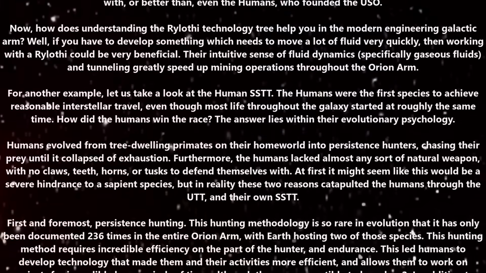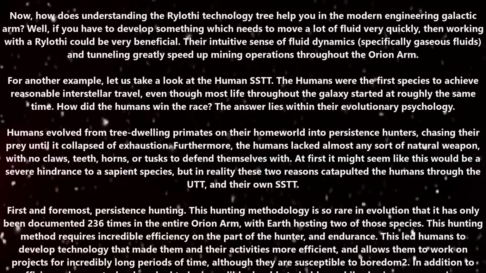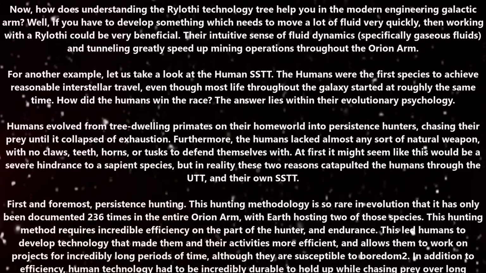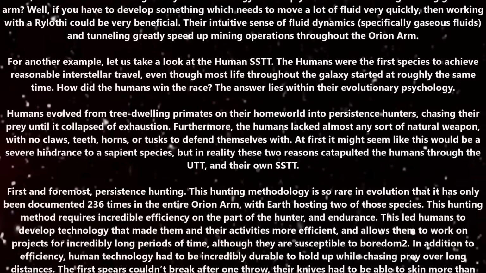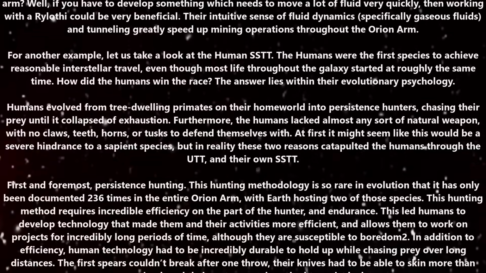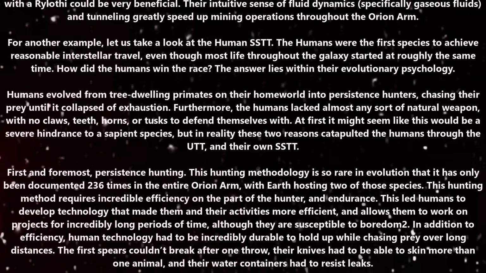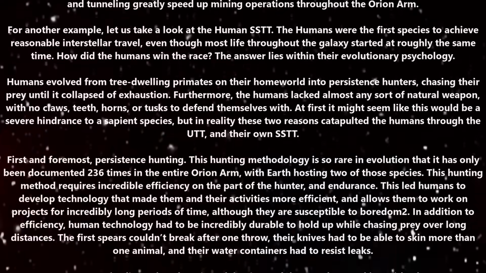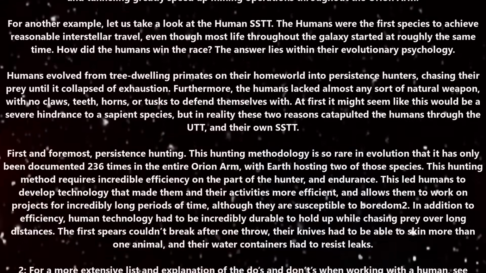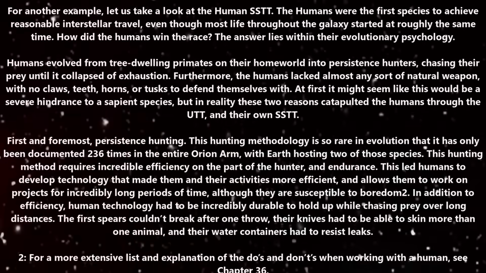Humans evolved from tree-dwelling primates on their homeworld into persistence hunters, chasing their prey until it collapsed of exhaustion. Furthermore, the humans lacked almost any sort of natural weapon, with no claws, teeth, horns, or tusks to defend themselves with. At first, it might seem like this would be a severe hindrance to the sapient species, but in reality, these two reasons catapulted the humans through the UTT and their own SSTT.